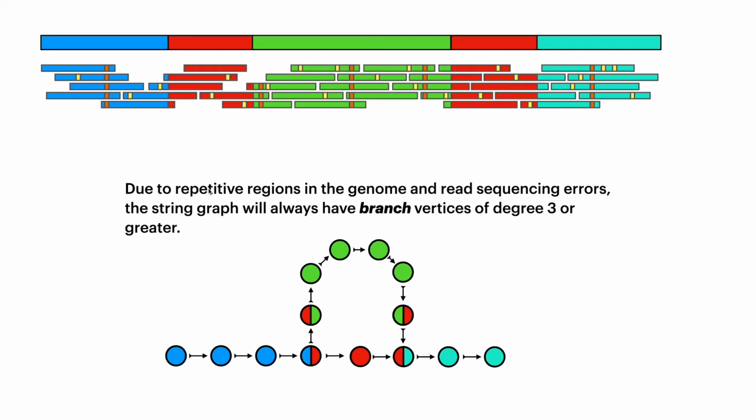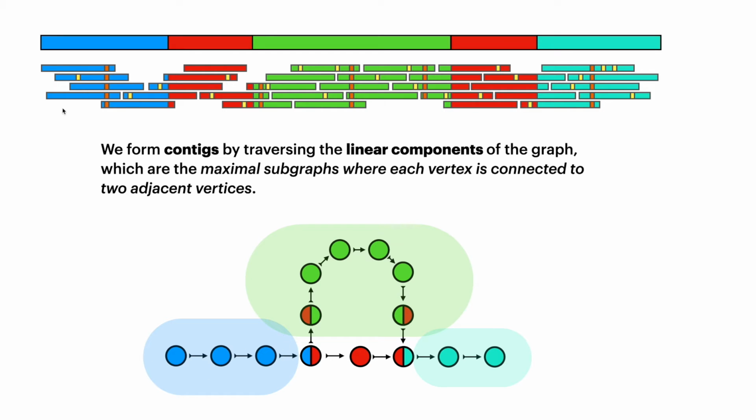However, in a real genome, there are repetitive regions, and DNA sequencing machines will inevitably have sequencing errors. So it's very common, in fact it's always true, that you will get these bubble artifacts and other artifacts like tips, and these will create certain vertices that have branch degrees higher than 2, branch degrees of 3 or greater. This string graph representation still enables us a method of collecting and assembling the unambiguous segments of the genome, the segments that are resolvable.